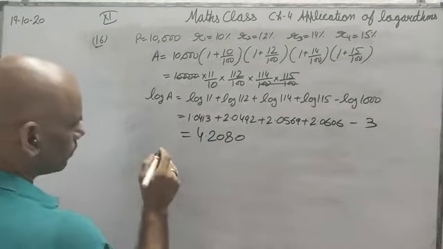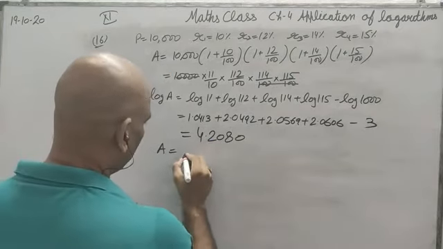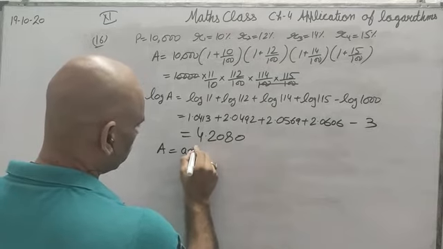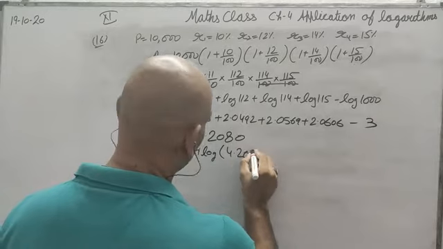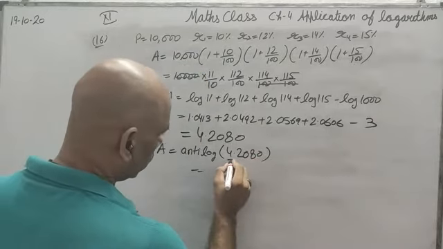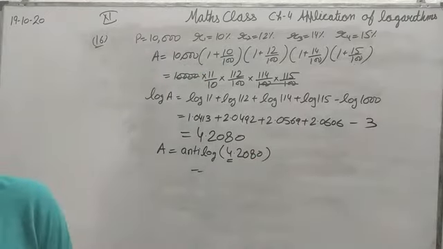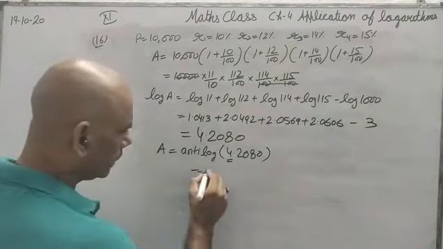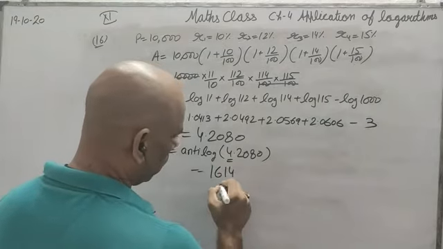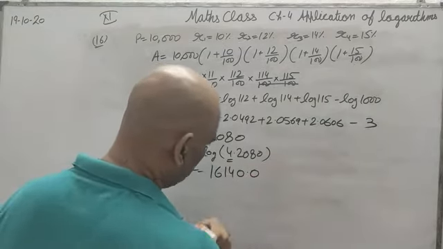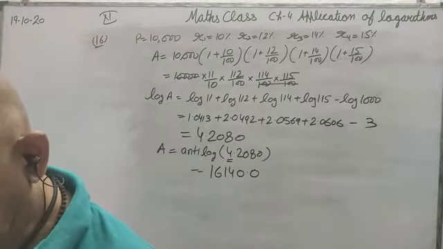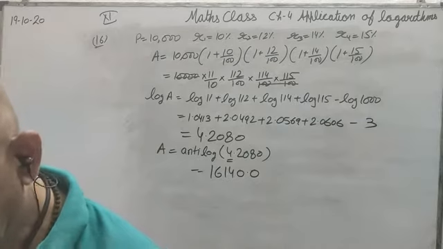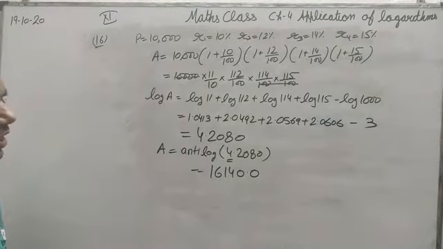4.2080. Lot of calculations will be there. You will have to tighten your belt for all these calculations. Anti-log 4.2080. This 4 is telling me there are going to be 5 digits in the answer. So the answer is 1614. But since there are 5 digits, so 0 will be added, and this way it will be 16140.